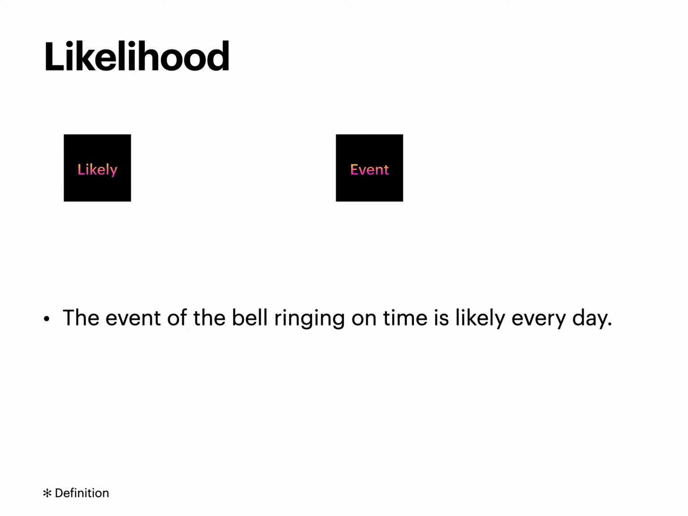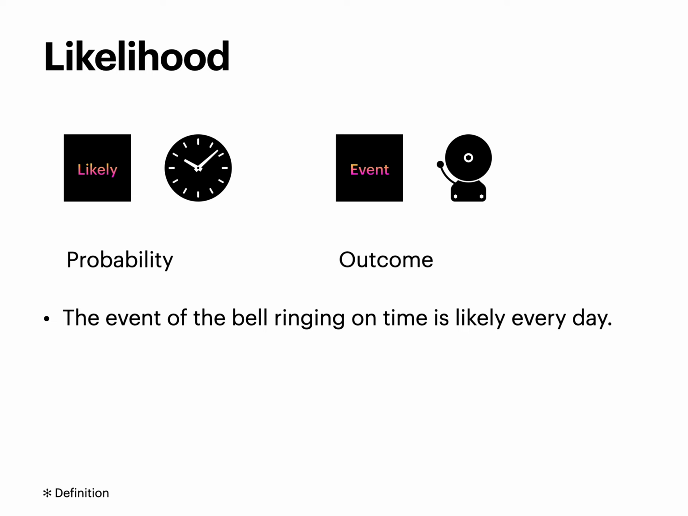Let's look at this sentence. The event of the bell ringing on time is likely every day. In this case, the bell ringing is the event, while it is likely to happen every day is the probability. So, the probability of the bell ringing on time every day is something that we can measure. In other words, we can say probability helps us measure how likely an event is to occur. The more certain we are, the higher the probability.